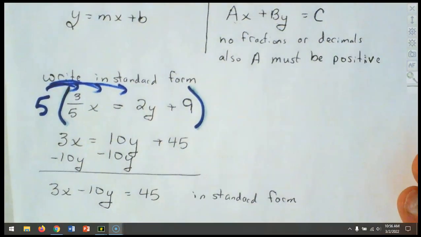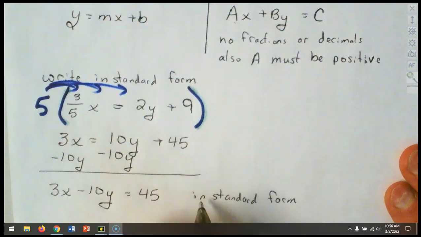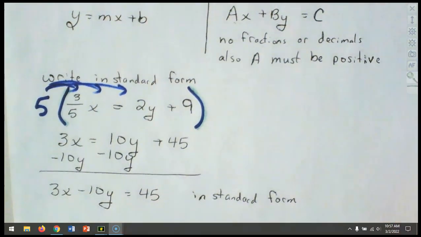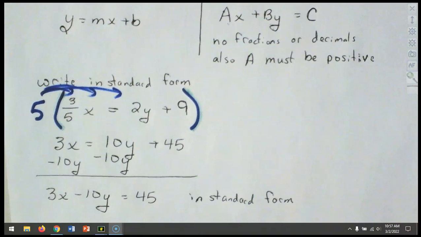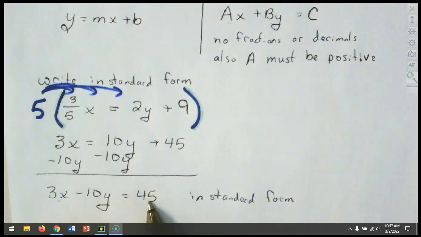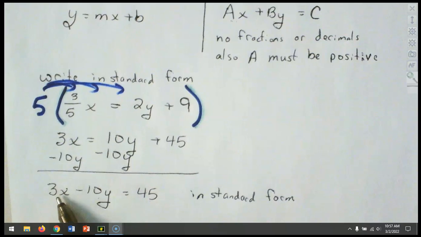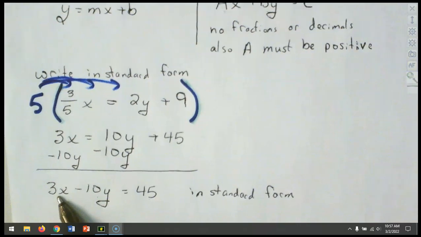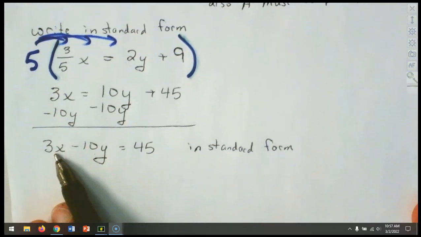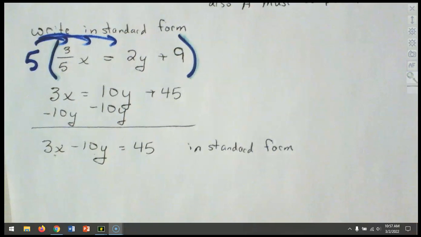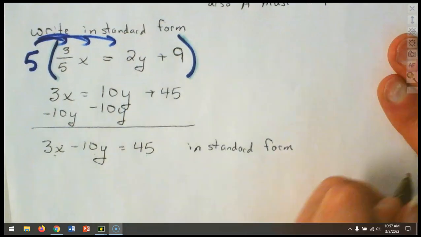How do I know that it is in standard form? Well, do we have any fractions or decimals? No. Is the x listed first? Yes. Then followed by the y, equal sign, constants or numbers on the other side. Also make sure that your x is positive. That 3 is a positive. That means we're okay. If it was a negative, we would have to change all the signs. In this case, it was positive, so it's already in standard form there. Let's do another one.